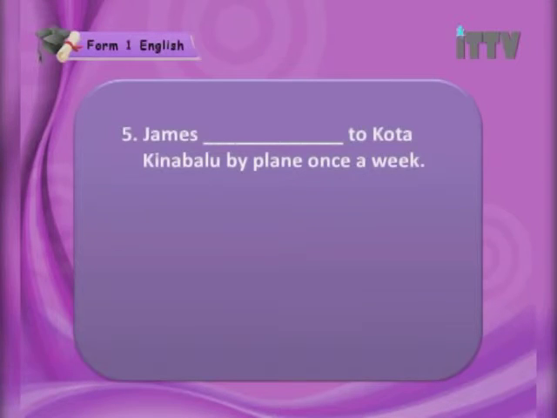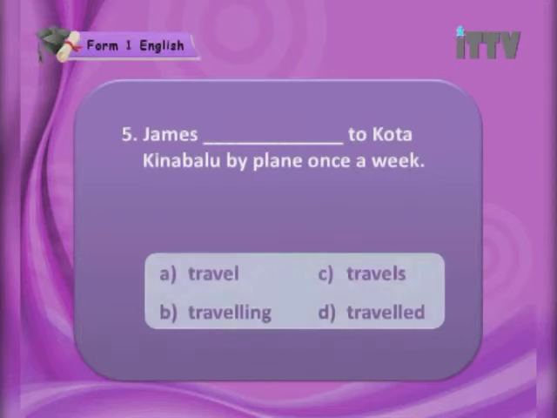Question 5. James blank to Kota Kinabalu by plane once a week. A, travel. B, traveling. C, travels. D, traveled. You may write down your answer now.